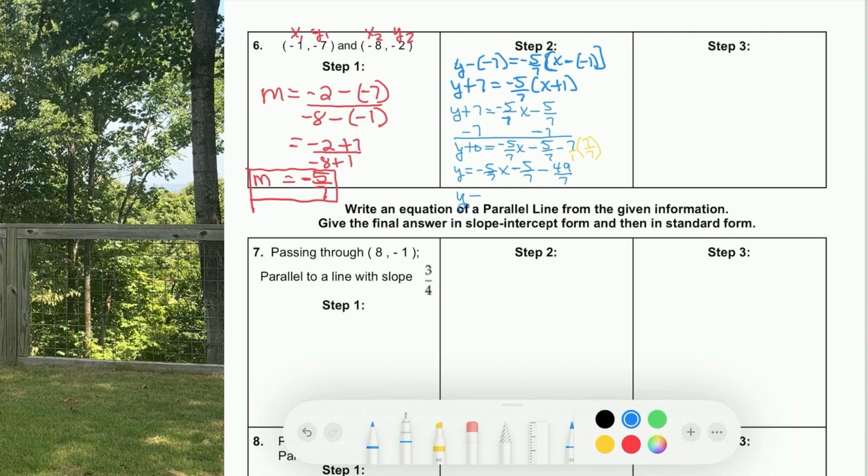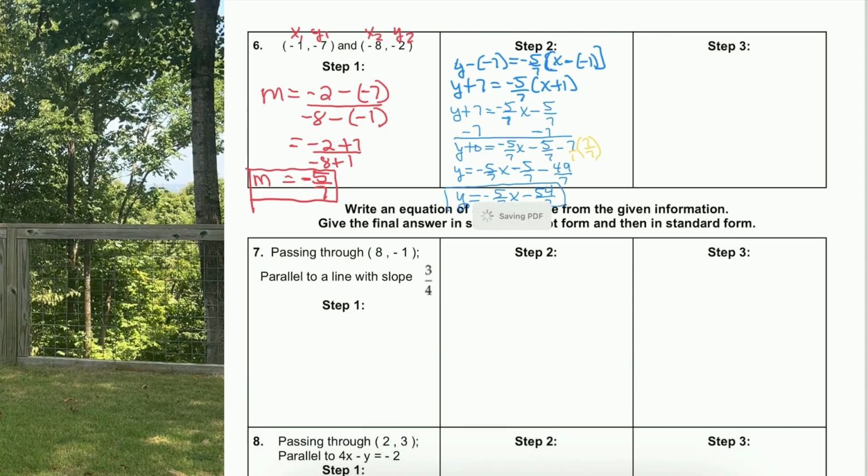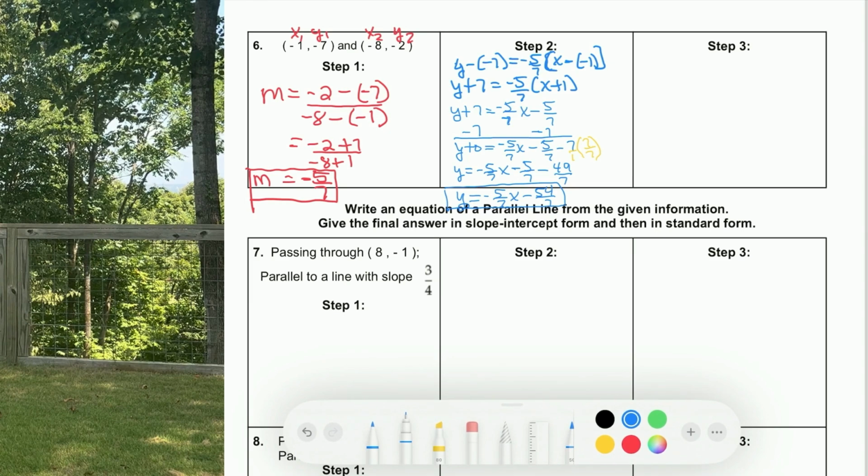Now I could actually combine those. I end up with y equals negative 5/7 x, negative 5, let's see, so 5 and 49, that's going to be 54. So negative 54/7. That is our equation of a line. Now we're going to change it to standard form. So let me rewrite it here. y equals negative 5/7 x minus 54/7. All right, the first thing we're going to do is multiply everything by 7 so that we can get rid of those fractions.